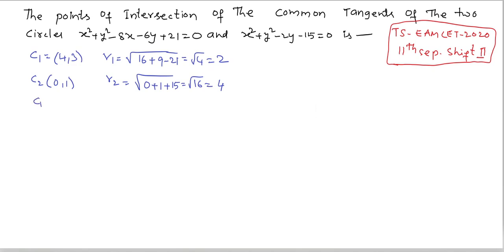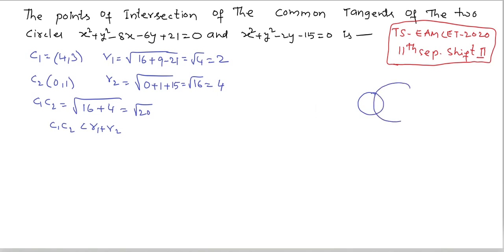And we find the distance between the centers C1C2, under root of (4 minus 0) whole square, that is 16, plus (3 minus 1) whole square, that is 4, root of 16 plus 4 is equal to root 20. Clearly here C1C2 is less than R1 plus R2, root 20 is less than 2 plus 4, that is 6. So clearly the circles are intersecting at 2 points. These are the common tangents, and this is the second common tangent. These are the direct common tangents.